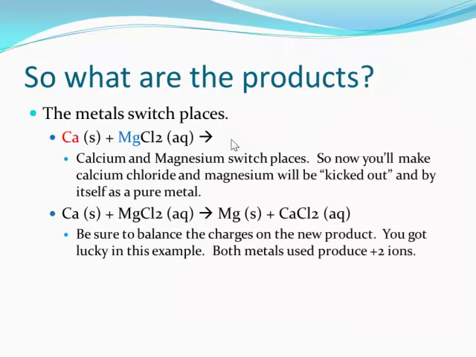So what does that mean? Well, they're going to switch partners. Imagine in your head these two switching spots. But when you do switch them, you need to make sure that you're rebalancing the charges on the product side. I gave you an easy one, a lucky one, because magnesium and calcium both are positive 2. But what if I had a metal that had, say, a positive 1 charge? Notice this is a balanced ionic formula. So be careful when you switch them that you are rebalancing the new ionic compound that is formed.